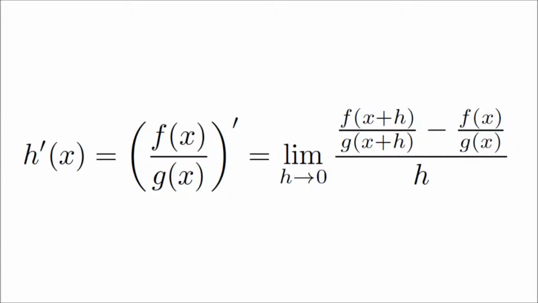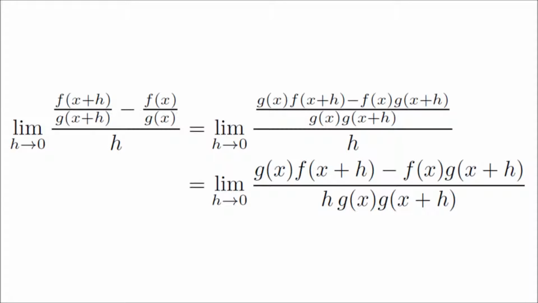To prove this, let's start by taking the derivative of f of x over g of x using the definition of the derivative. Note that the variable h in the limit expression is of course different from the function h. If we combine the difference of fractions in the numerator and then bring in the h from the denominator of the outer fraction into the denominator of the numerator, we get g of x times f of x plus h minus f of x times g of x plus h over h times g of x times g of x plus h.